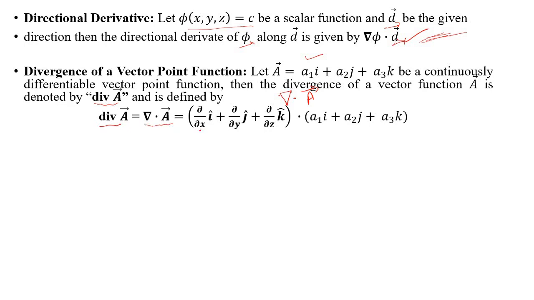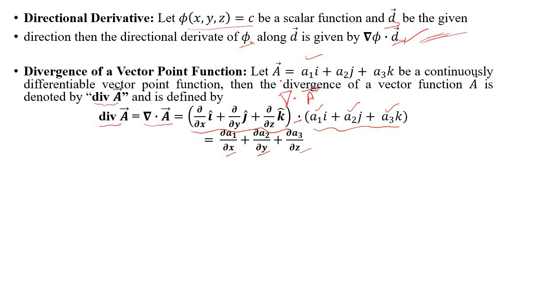We know what del is. This is my vector differential operator, dot, this is the given vector. And we know how to apply a dot product. i coefficient, partial derivative of a1 with respect to x, plus j coefficient, partial derivative of a2 with respect to y, plus k coefficient, partial derivative of a3 with respect to z. This is the divergence of a vector.